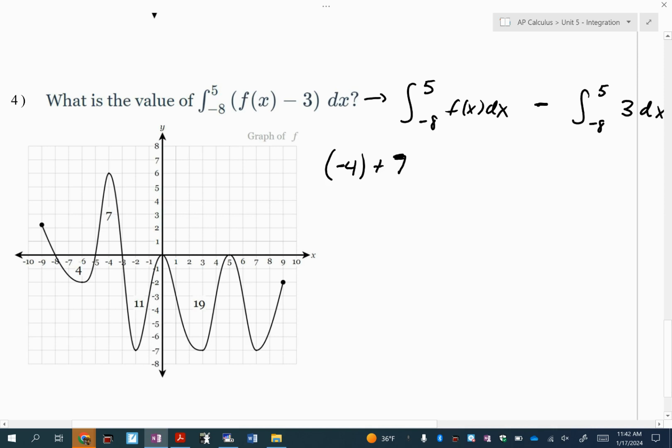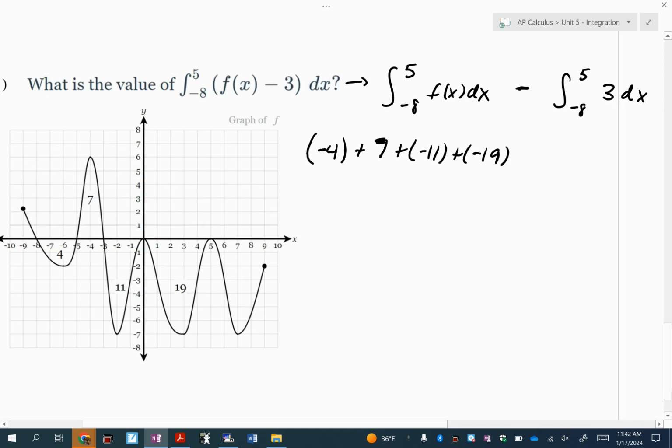All right. Then my next one is -11. And then my last one from 0 all the way to 5 is -19. So let's go ahead and find that. What's negative 4 plus 7 plus negative 11 plus negative 19? Negative 27.